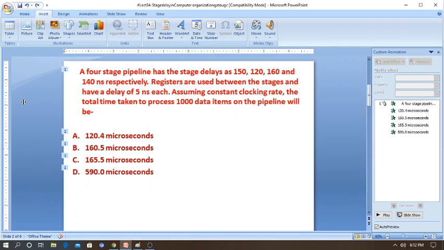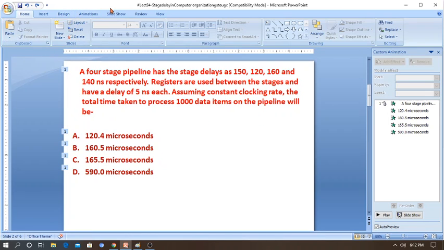So like that you can solve the stage delay concept in the area of pipelining in the COA subject.